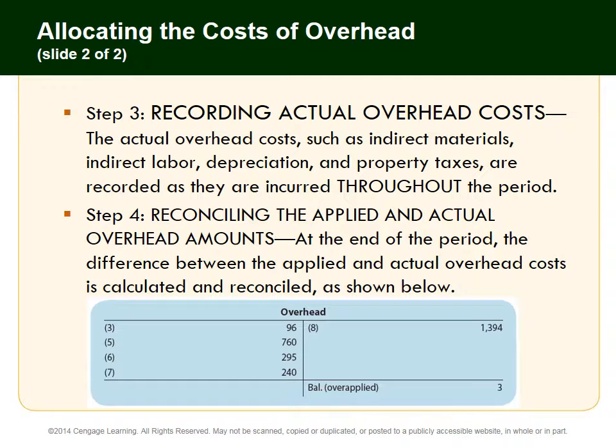Recording overhead, you're going to accumulate things that are indirect, such as indirect labor, depreciation, property taxes, all throughout the period, all of these debits. And then at the end, when it's time to apply the actual costs, you'll use the POR. It might be dead on, but it rarely is. It's normally off quite a bit. And then there is an over or under applied. In this case, it was over applied overhead.